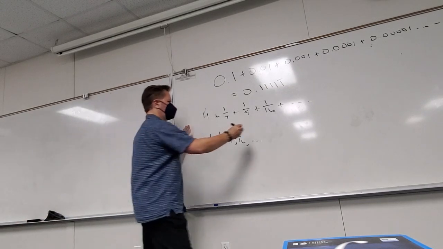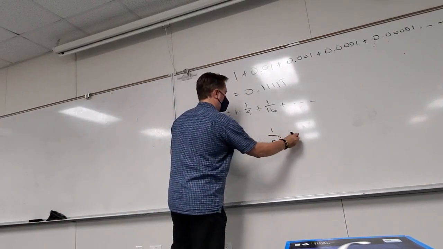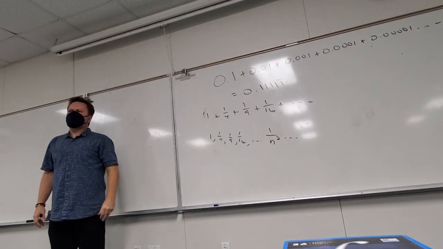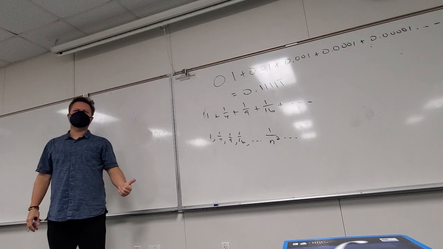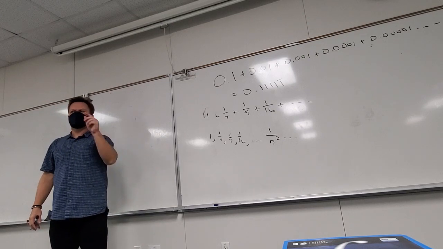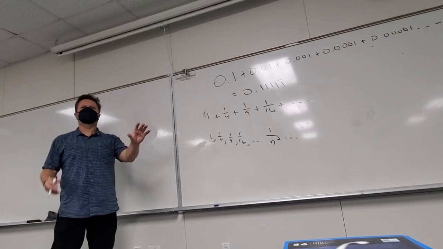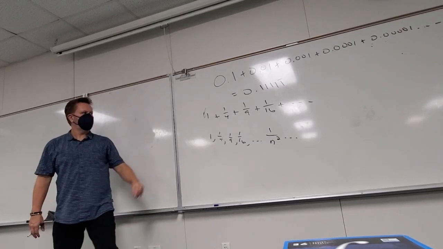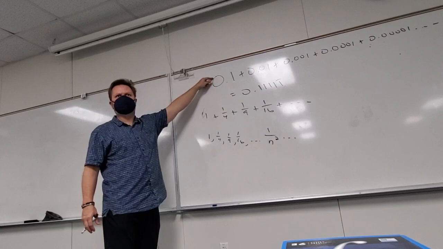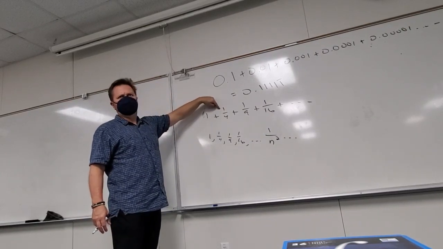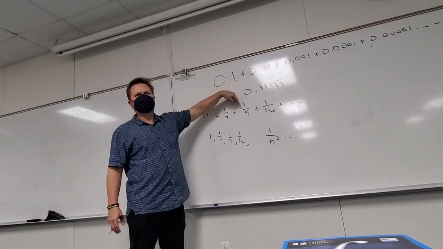1 over n squared. Okay, so what do you think? Do you think that goes to infinity, or do you think that goes to some finite number? It's not quite as clear cut as this, is it? Because what's 1/4? 0.25. What's 1/9? 0.111.